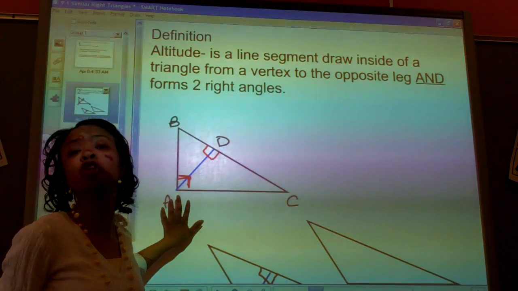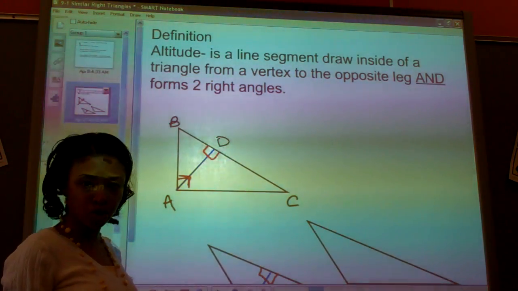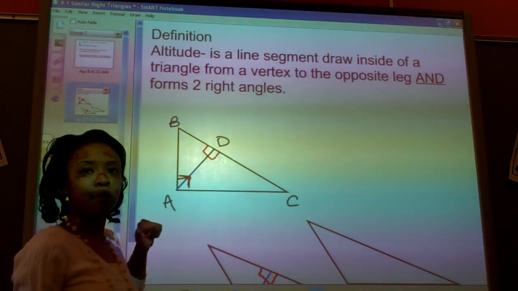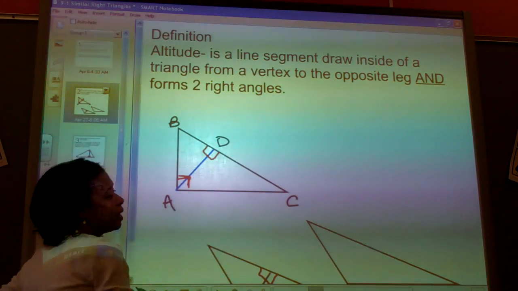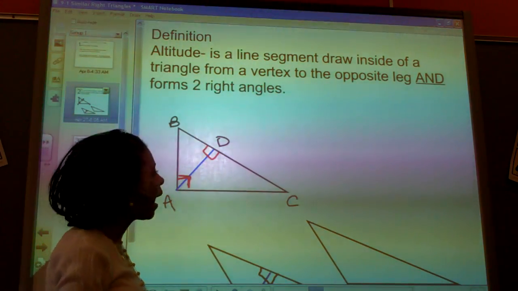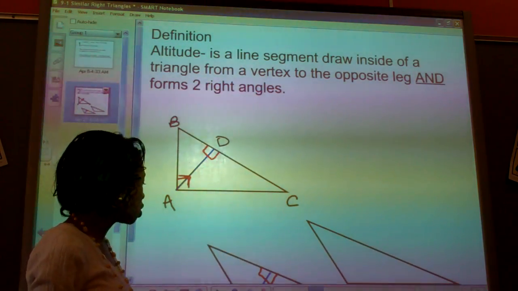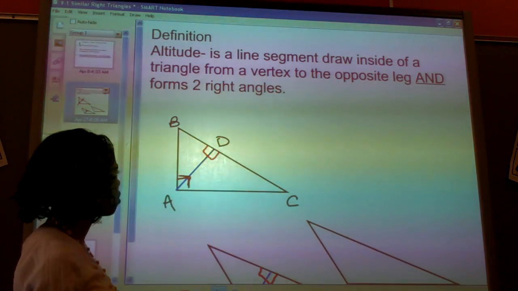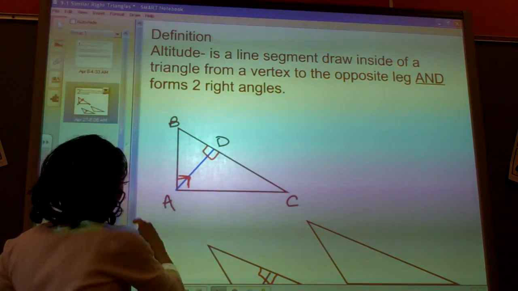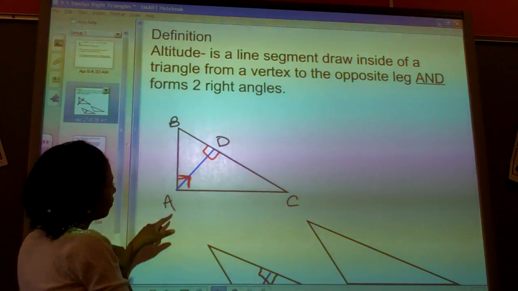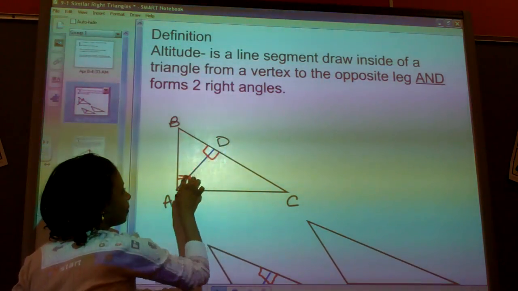So angle A was already a right angle, but I decided to draw the altitude from the right angle A. And when I drew the altitude AD, one special thing happens. I'm going to form three similar triangles. So now, of course, there are three triangles. The first triangle I had was triangle ABC. Now I also have triangle ABD, and I also have triangle ACD.